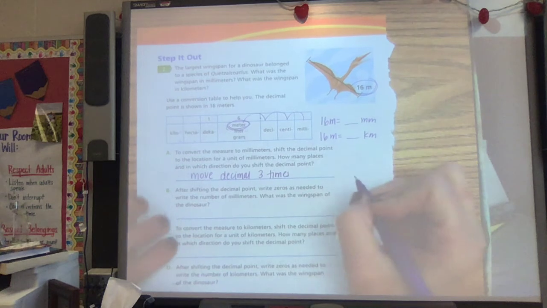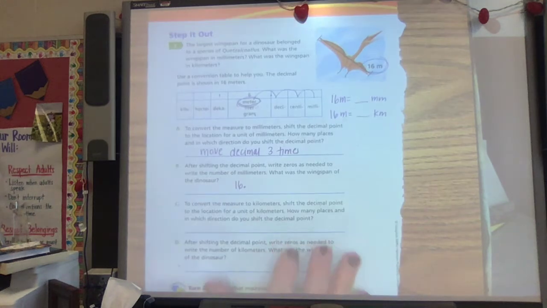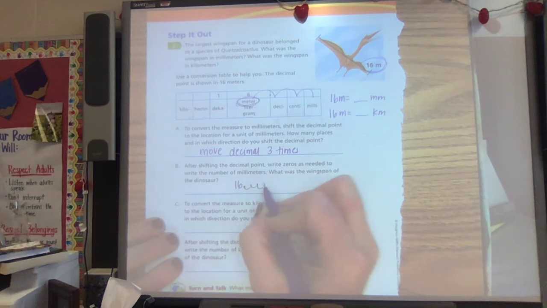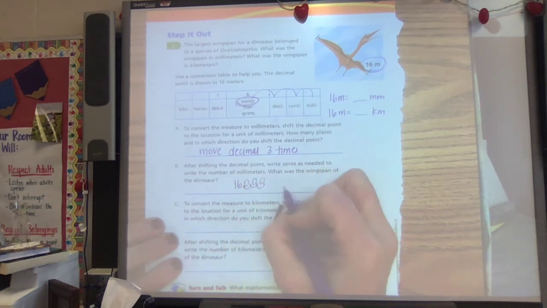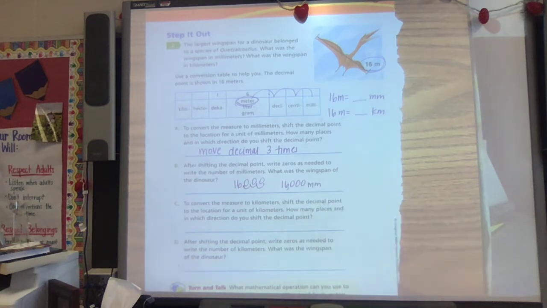So we can write that number 16. We know there's always a decimal at the end of the number even if we don't see it. And we're getting bigger. 1, 2, 3. So I have to add my 3 zeros and it'd be 16,000 millimeters.